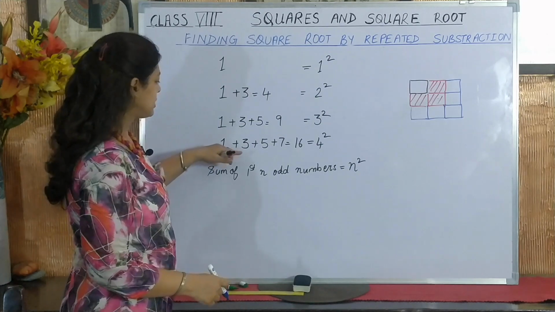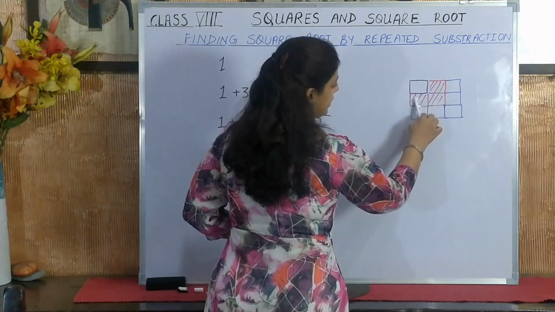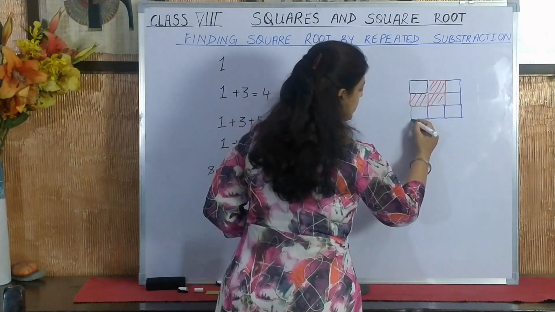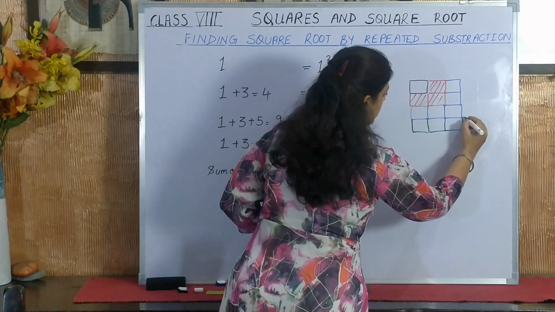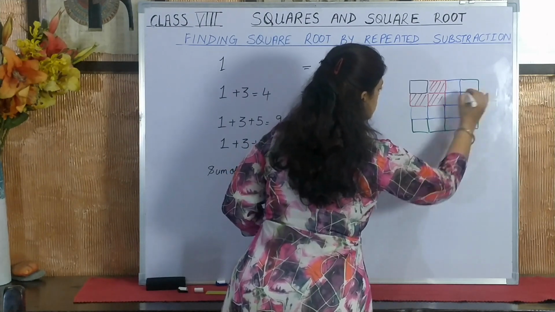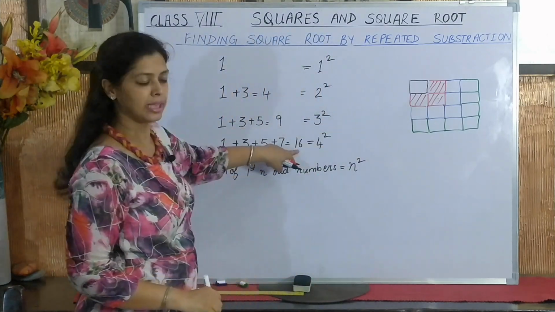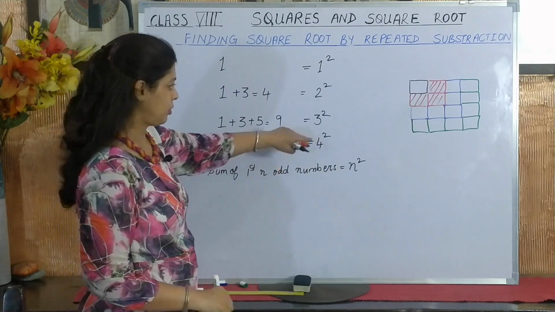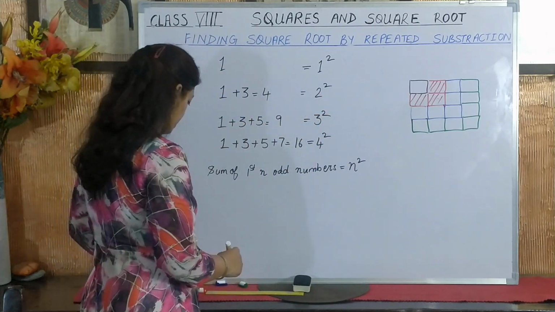Now to show 1 plus 3 plus 5 plus 7, 1 is there, plus 3 plus 5, now plus 7. So another 7 squares, 1, 2, 3, 4, 5, 6, 7. This gives me a 4 by 4 square or 16, 4 square. So I can visualize this pattern from this diagram.